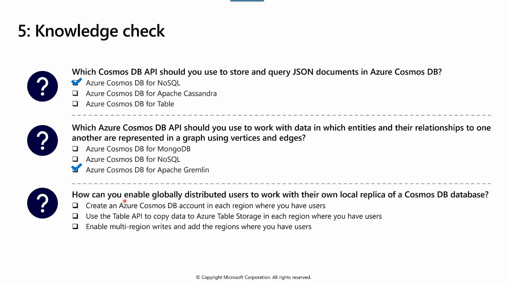And this one is how can you enable globally distributed users to work with their own local replica of a Cosmos DB database. This is for the multi-region writes. Enable multi-region writes allows you to do this. Very, very critical to understand these things. These are critical design decisions that we should know.